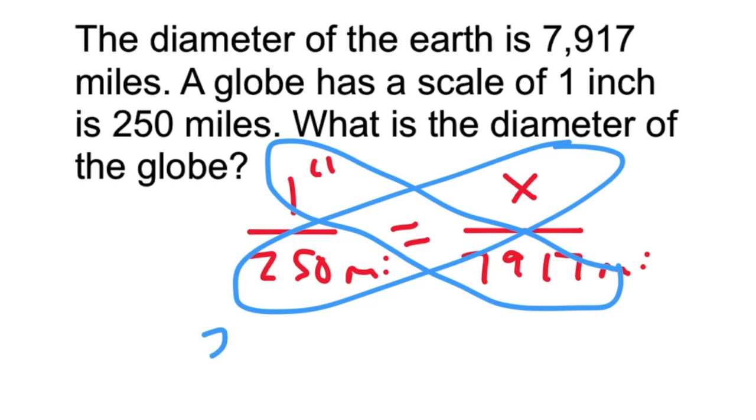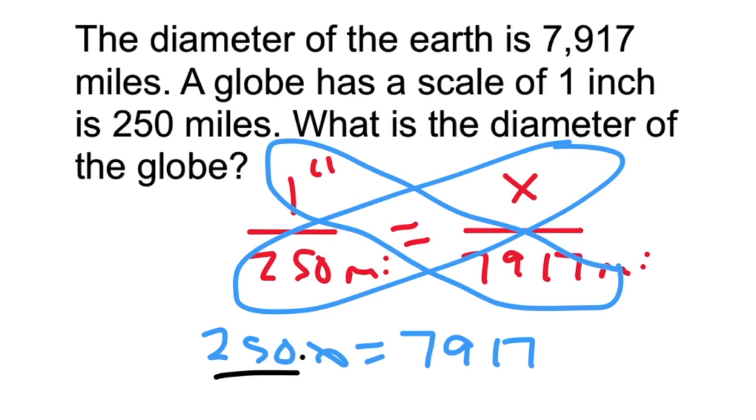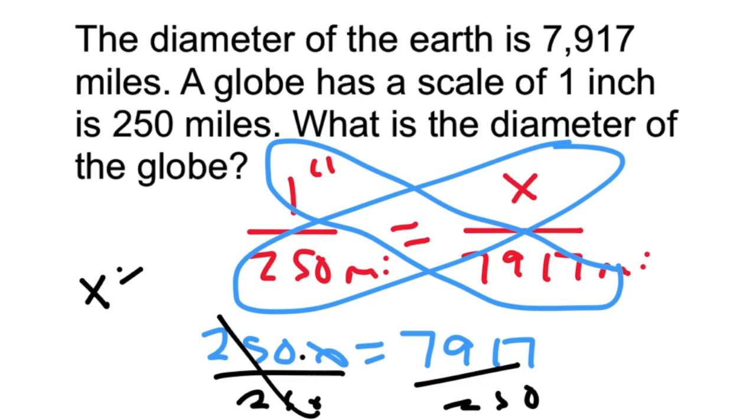We see that we got 250x is equal to 7,917. This is 250 times x. The opposite of that is to divide both sides by 250. So we find that x, when we divide that, is about 31 7/10 inches.